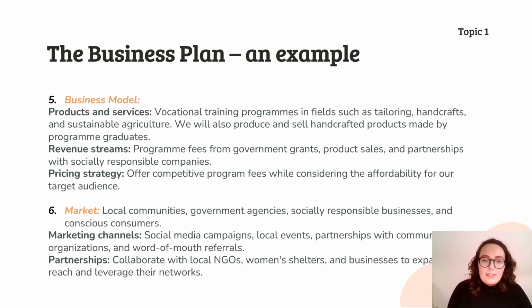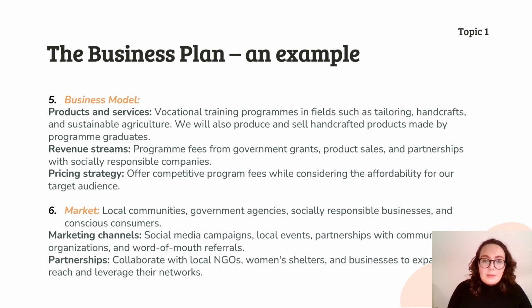In the business model section, we can say, our service is vocational training programs in fields such as tailoring, handcrafts, and sustainable agriculture. We will also produce and sell handcrafted products made by the programme graduates. Regarding the revenue streams, we will include the programme fees, government grants, product sales, and partnerships with socially responsible companies. While regarding the pricing strategy, we want to offer competitive programme fees while considering the affordability of our target audience.